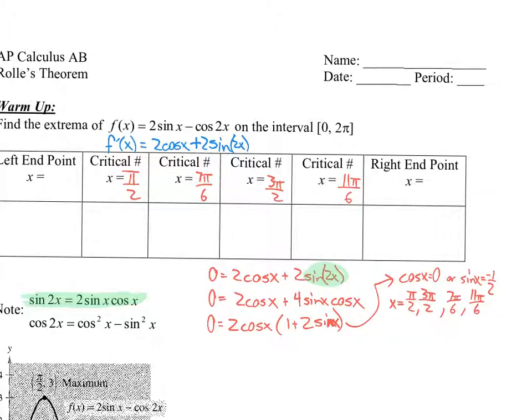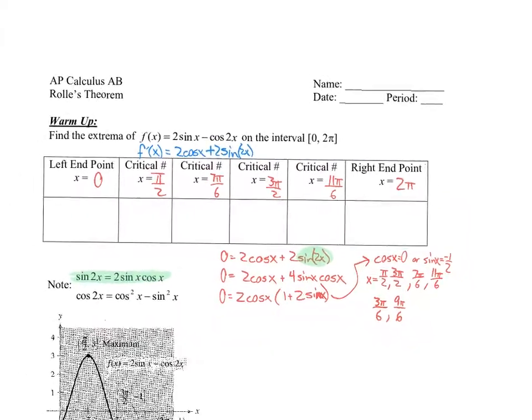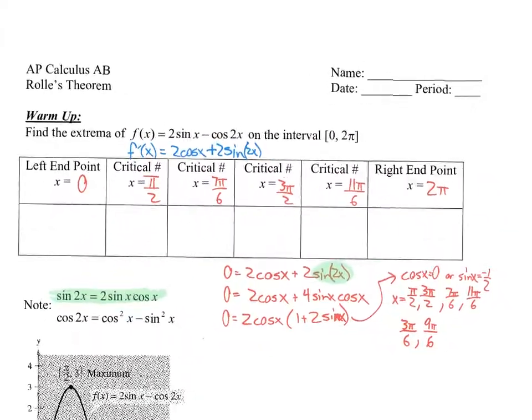If you have trouble with that, just change them to have a common denominator. Pi over 2 is 3 pi over 6, and 3 pi over 2 is 9 pi over 6. And now it's easy to put them in order. Okay? Or just visualize your unit circle and where those angles are, and that'll help you put them in order too. Okay? So now we have 0 on one end, 2 pi on the other, and now we just have to evaluate the function at all those points.